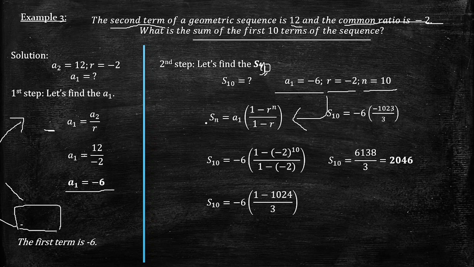So S sub 10 is equal to 6,138 divided by 3. The answer is 2,046. So the sum of the first 10 terms of the sequence is 2,046. For the case, class, kung sakali man doon sa pinapasagot ko sa inyong problem, may case na ganito na sa A sub 1 yung missing, ito lang yung magiging basis, yung sa example 3. At yung example nandyan sa books ninyo.